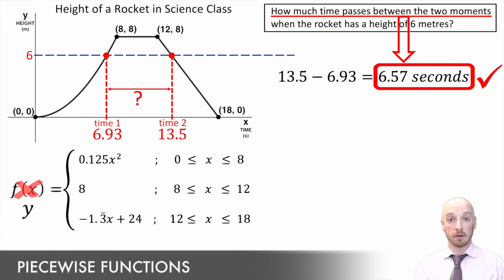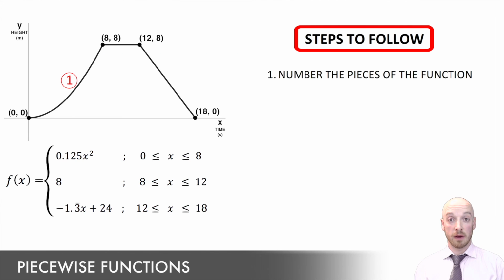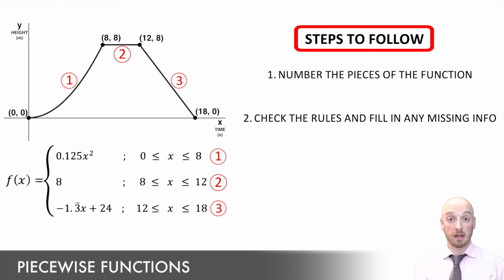Now, before we get to another example, let's write down the steps that we're going to follow when we get these piecewise function questions. First, we're going to identify and number the different pieces to the graph, just to help us stay organized. And if they give us the rules that go with the pieces on the graph, we're going to number those accordingly. Then we're going to check all the rules that were given to us, and if there's any missing information, like we had when we started out this question earlier in the video, then we're going to fill in the missing information in the rules based on what's given to us in the question.